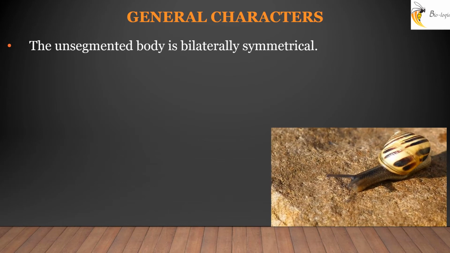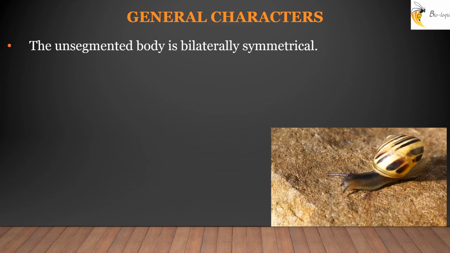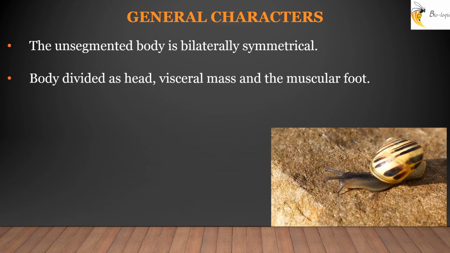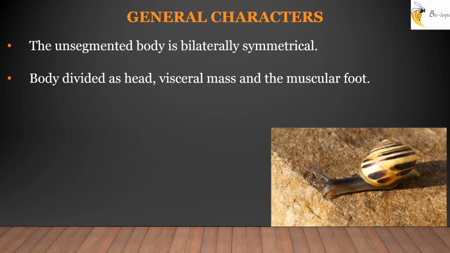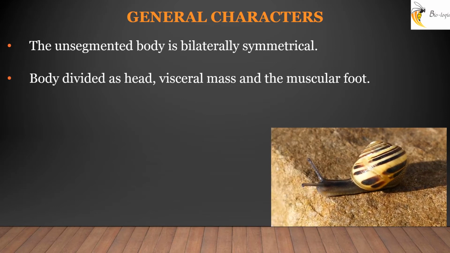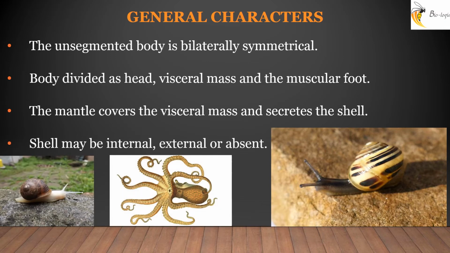The body is triploblastic, unsegmented and bilaterally symmetrical. The body is divided into following parts: the head with stalked eyes and tentacles, visceral mass where most of the organs are located, muscular foot that helps in locomotion, the visceral mass which is enclosed in a characteristic structure called as a mantle cavity, which also helps in secreting the shell. The shell may be external as in most of the molluscans, or internal or even absent as in case of octopus.